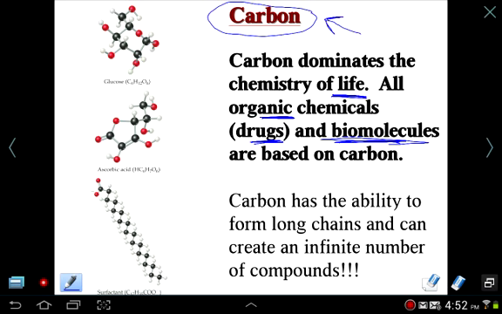And the reason why life is based on carbon is because of carbon's ability to form very long chains, 4 bonds to each, and this gives us really an infinite number of compounds, an infinite number of possibilities. So carbon is extremely important.